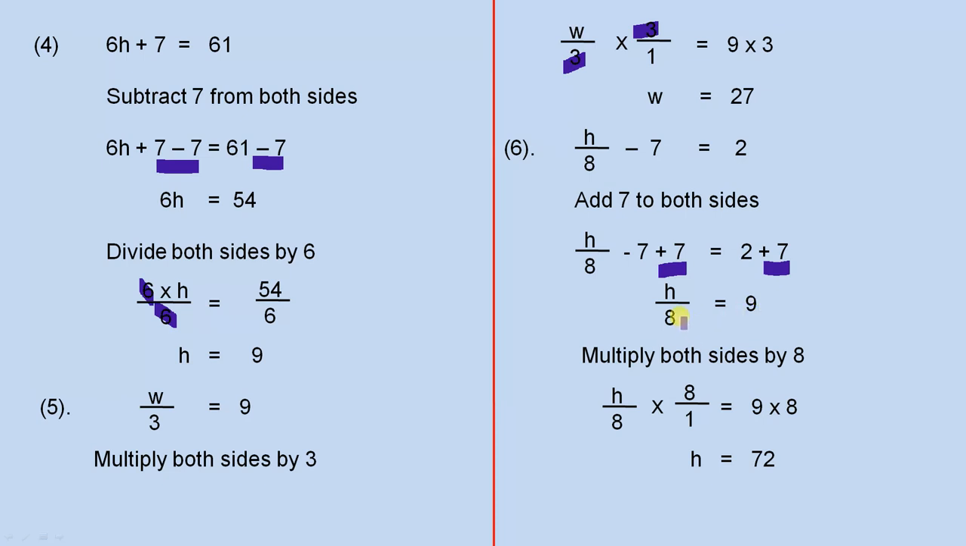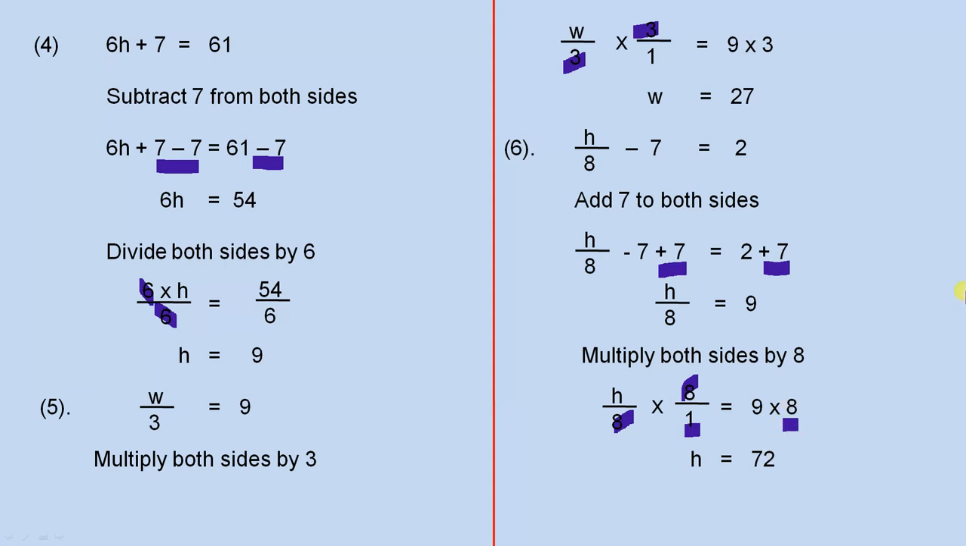Multiply both sides by 8 because multiplication is the inverse operation of division. So we've done that here. That's there and there. The 8's cancel. It gives you h on the left-hand side, and 9 8's are 72.